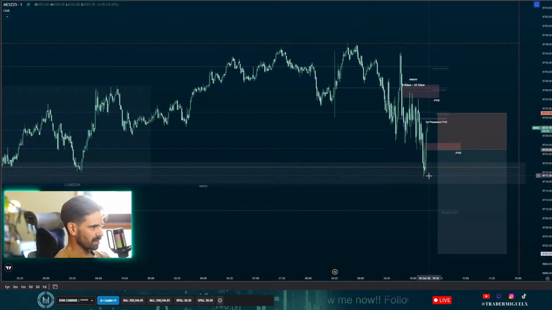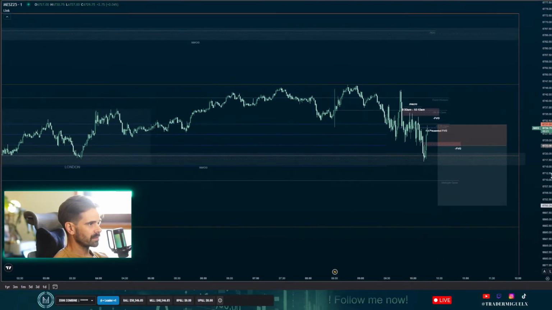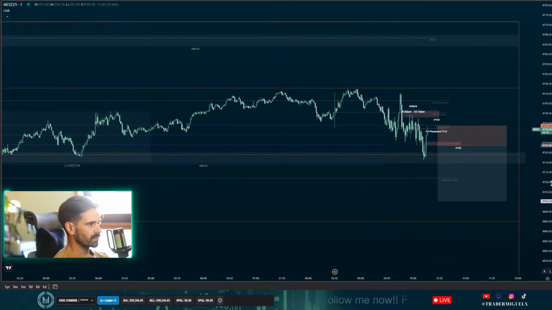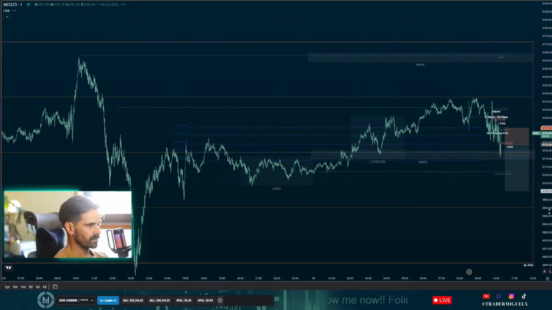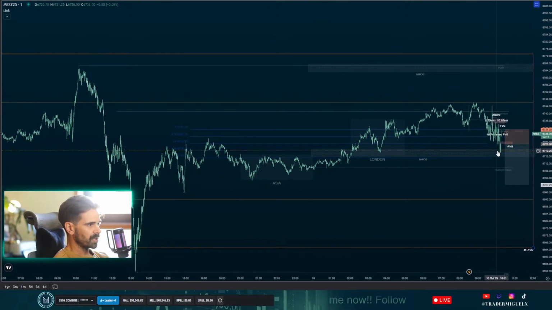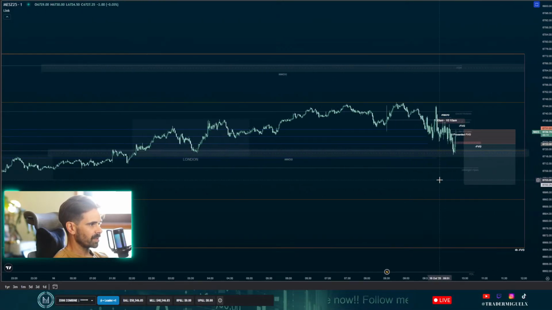We missed London lows by about one handle, but we kind of reacted quite well here at the NWOG, 50% of the NWOG, and midpoint of this bearish fair value gap as well.